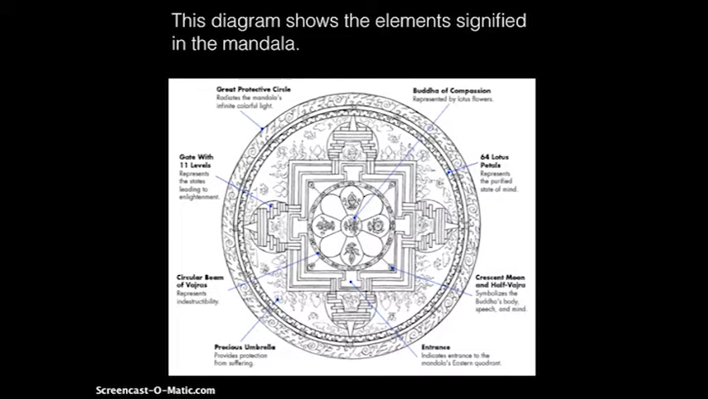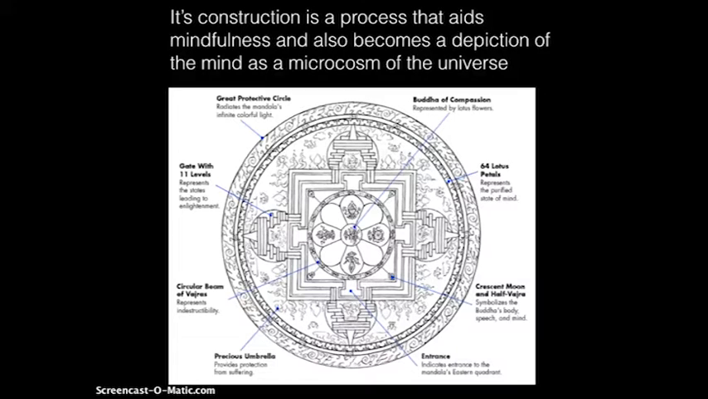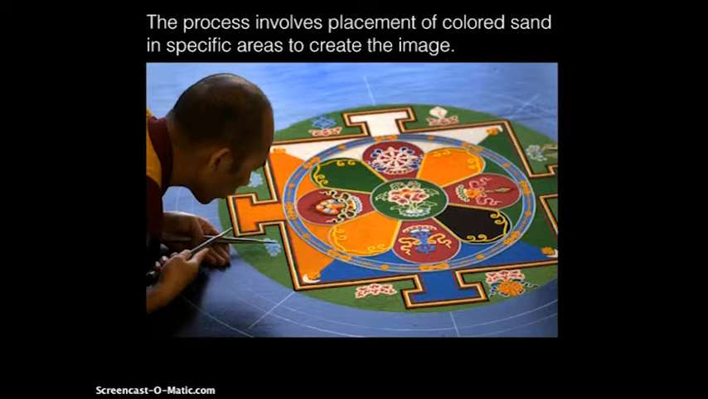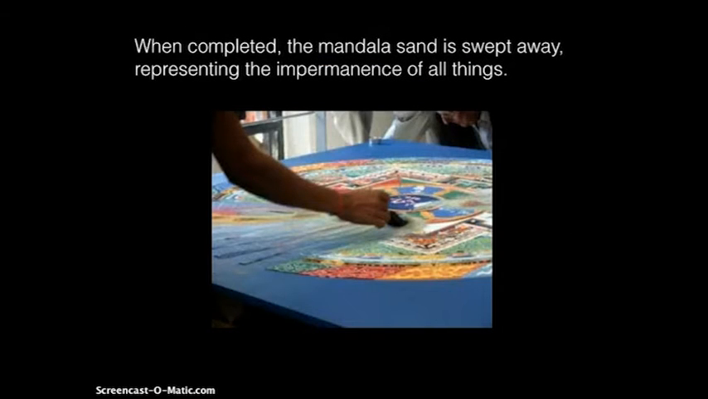This diagram shows the elements signified in the mandala, such as the Great Protective Circle, the gate with 11 levels, the precious umbrella, and 64 lotus petals. Its construction is a process that aids mindfulness and also becomes a depiction of the mind as a macrocosm of the universe. The process involves placement of colored sand in specific areas to create the image. When completed, the mandala sand is swept away, representing the impermanence of all things.